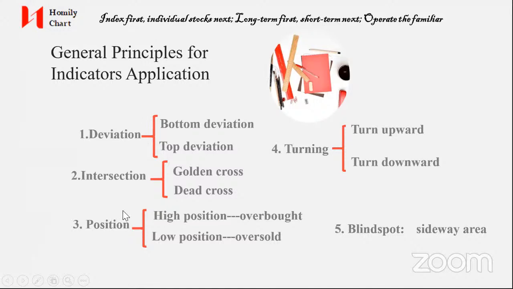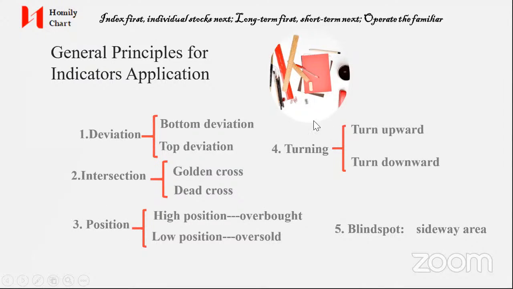Okay, and then the third general principle for indicator application is you can evaluate or check the position. If it is at a high position, that's overbought. If it is at a low position, oversold, right? So this concept here is usually more applicable for the probability indicators. For probability indicators, the main function is to check whether or not it's overbought or oversold. Okay, so this is the third principle, position.